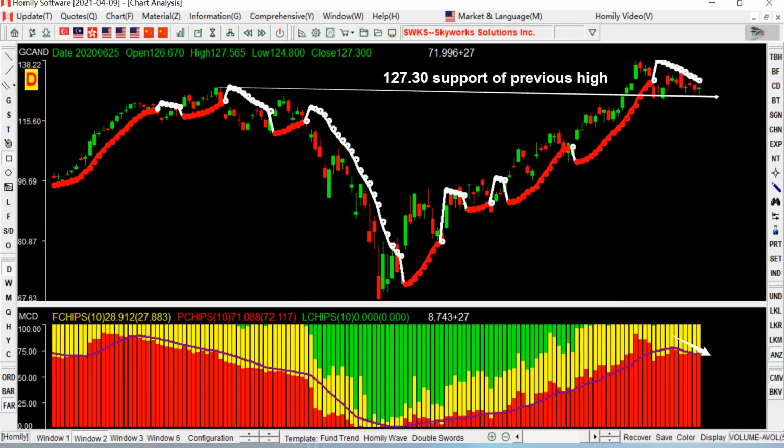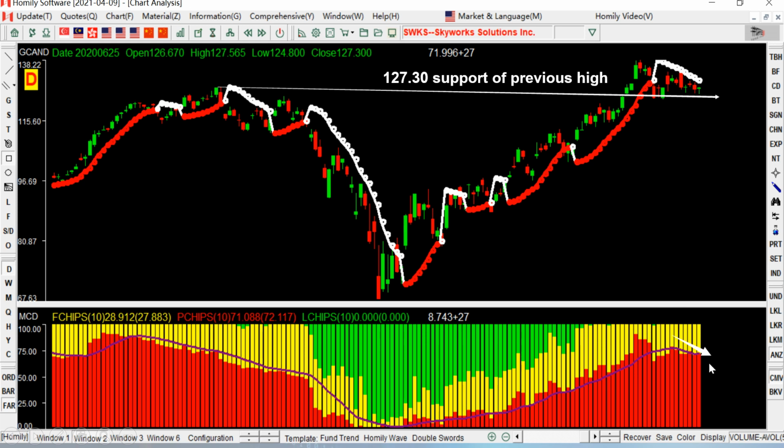Another one, SWKS. Somebody posted in the group, USA share. Also the same, the price already hit a new high and higher than the previous high around 127.30. So I checked the closing price of the last day, just the same. So now this retreat is just testing the previous high.